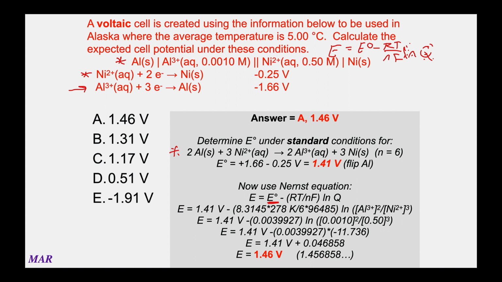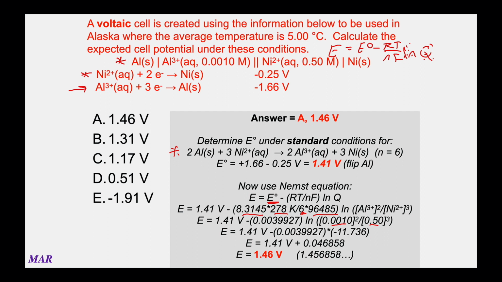But because we're at non-standard, we have to do all this other stuff, minus RT over NF, natural log of Q. R, 8.3145, temperature at 5 degrees Celsius, 278. Here's the moles of electrons, 6, the Faraday constant, and then Q, natural log, products over reactants. So for this reaction right here, we ignore the solids. It would be aluminum plus 3 to the second power divided by nickel plus 2 to the third power. And here's the aluminum, and there's the nickel concentrations.